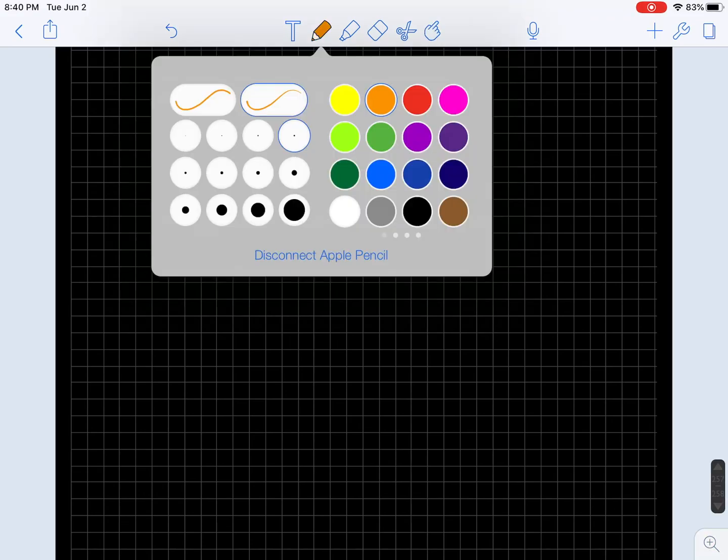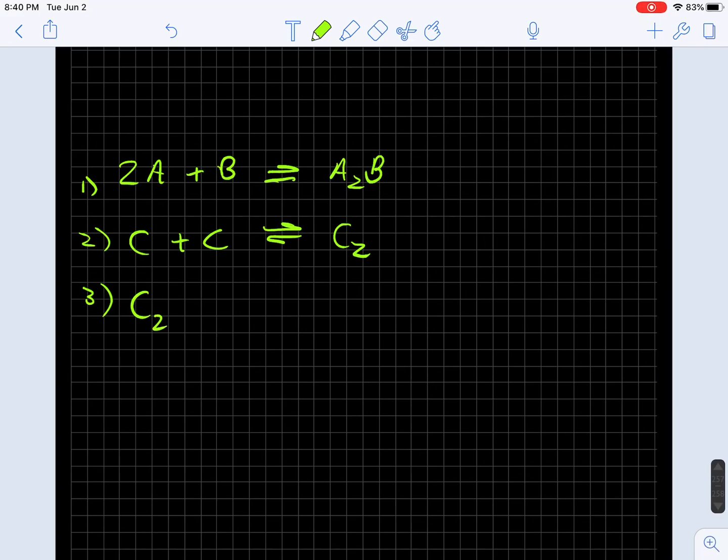So what do you need to do on a test? All right, suppose I gave you the following mechanism. Let's do 2A plus B produces this nonsense in step 1. And then let's do particle C plus particle C produces this. And then let's do step 3, and then let's do step 4.